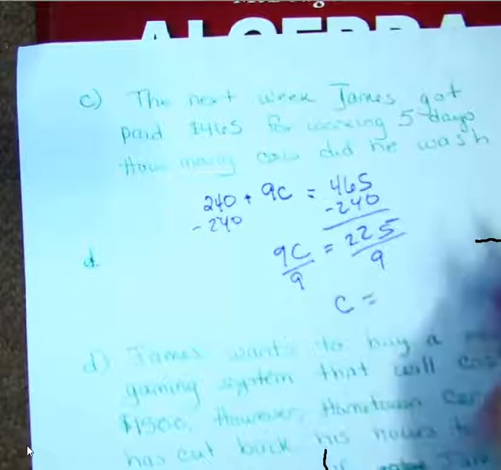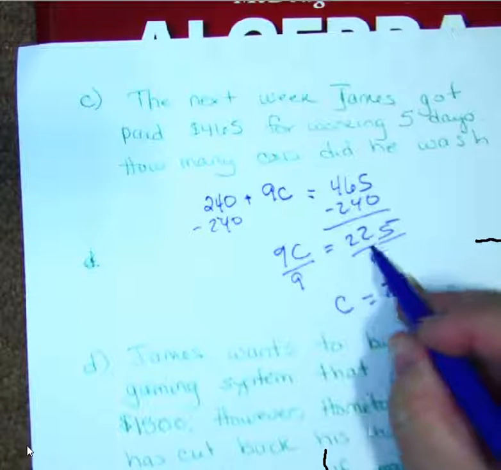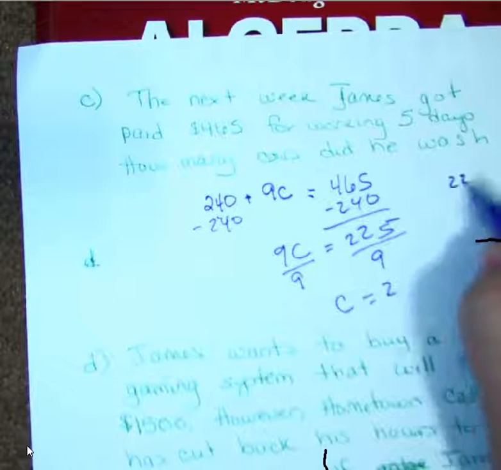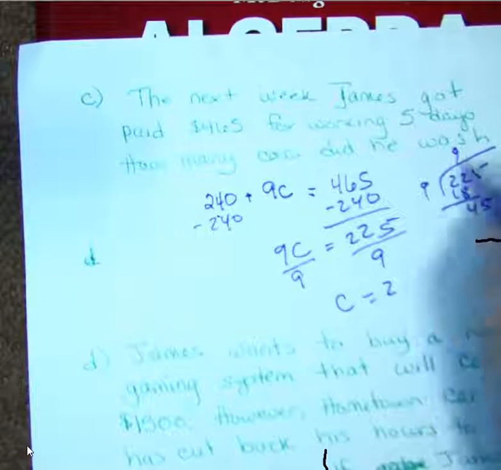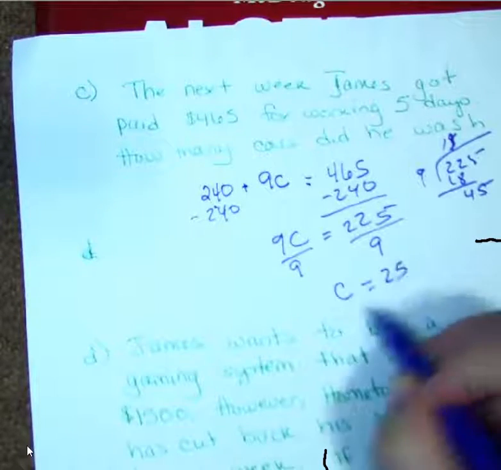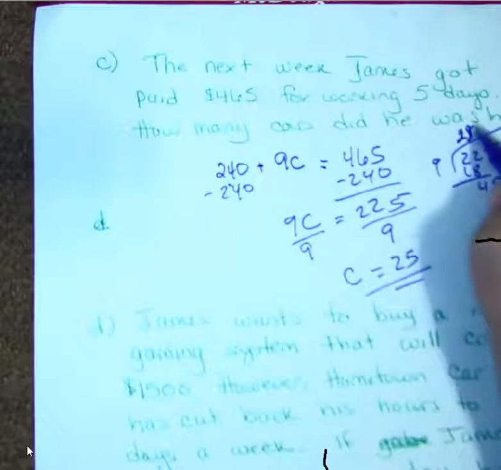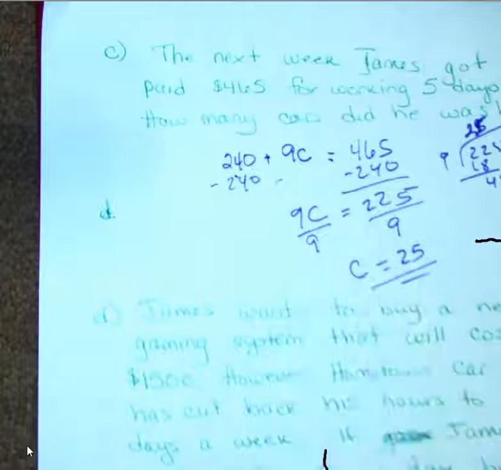So c equals, what is that? 18 times 2. That leaves us 45 divided by 9. 18, so that's 45. So that's 5, right? So he washed 25 cars. Alright? So we used our expression that we made. We know how much money he made, so we can figure out how many cars he washed.